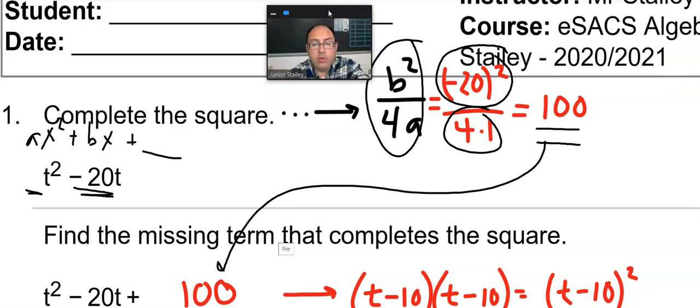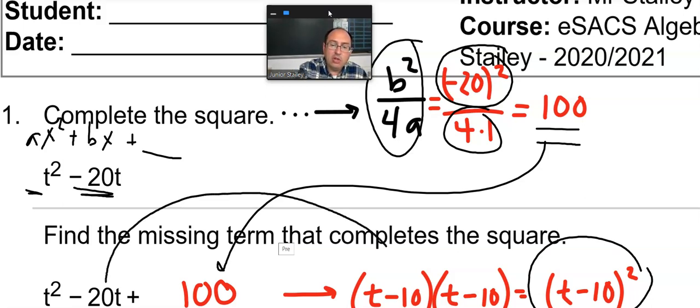Eventually, we will be factoring this. Not right away, but we will be. And if you want to think of factors that multiply together to give you 100, that add up to negative 20, they would be negative 10 and negative 10. Notice that those are both the same. Bingo! Perfect square, right? Something times itself. That's what we're eventually going to be doing.